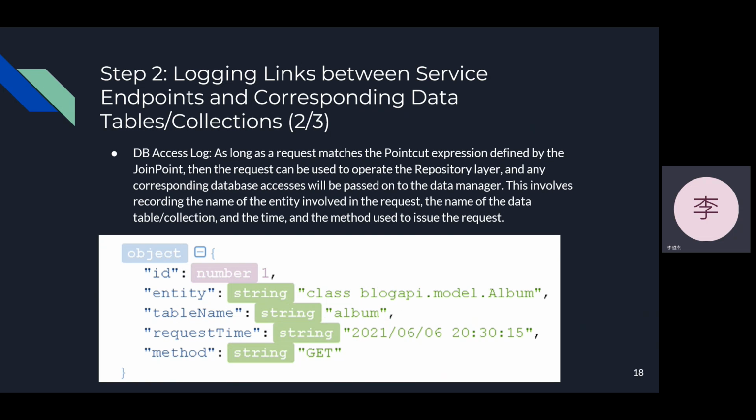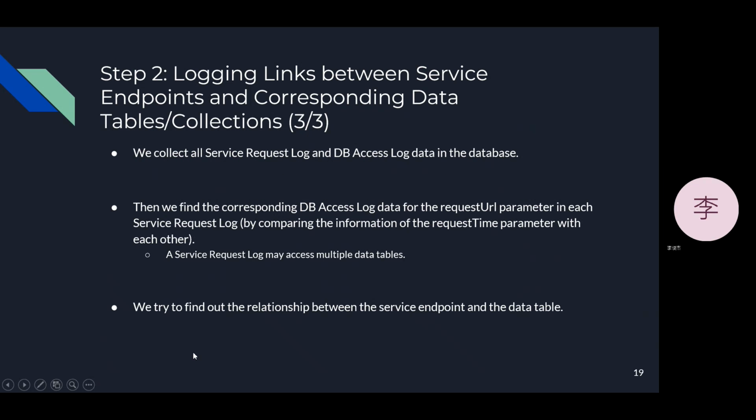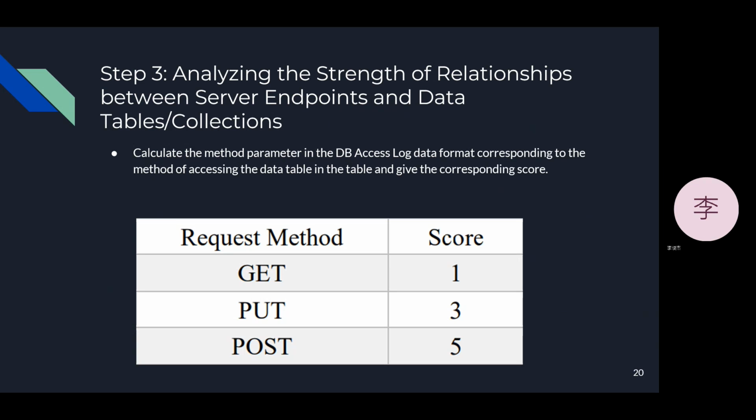And if a request uses the repository layer to communicate with the database, that is a database access. And we also collect this database access data as a database access log. It has 5 items: ID, entity, table name, request time, and method. We collect all service request log and database access log data in the database. Then we find the corresponding database access log data for a request URL parameter in each service request log. We try to find out the relationship between the service endpoint and the data table.